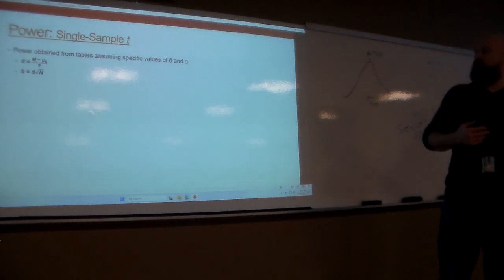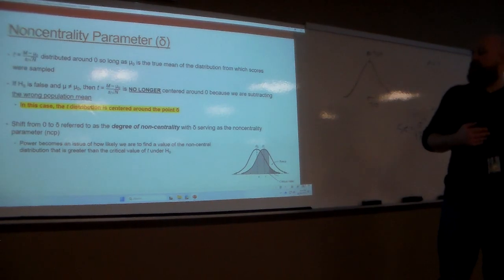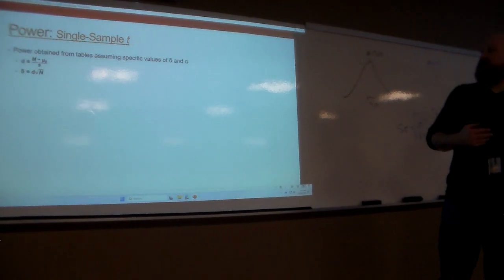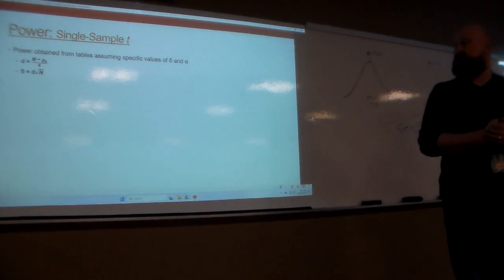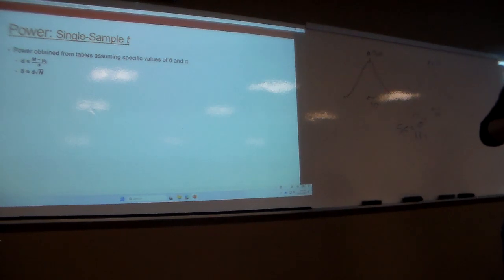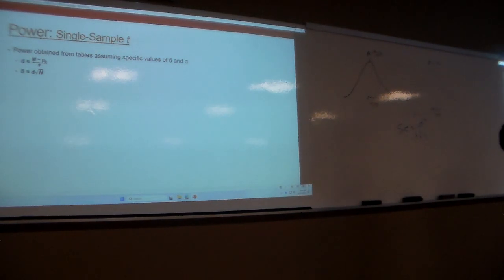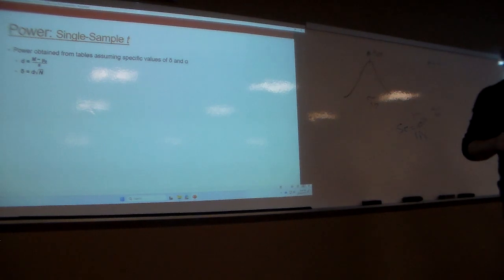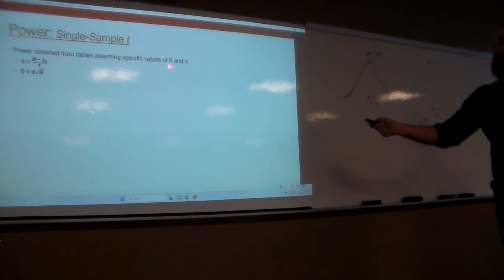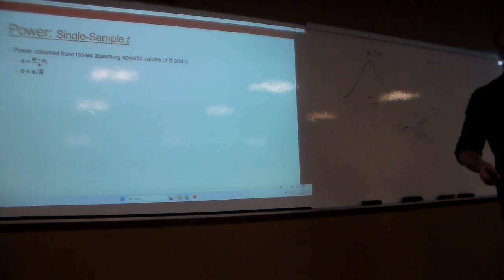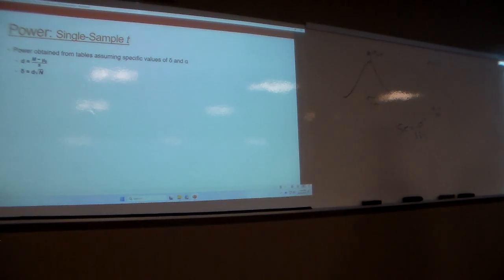Okay. So if I'm calculating power for a single sample t, power is going to be, and I set this up in your handouts, you've got a power table. Pull that up if you would. I forgot to grab mine, but for calculating power, historically we've done this from tables based on specific values of my non-centrality parameter and my alpha level here.